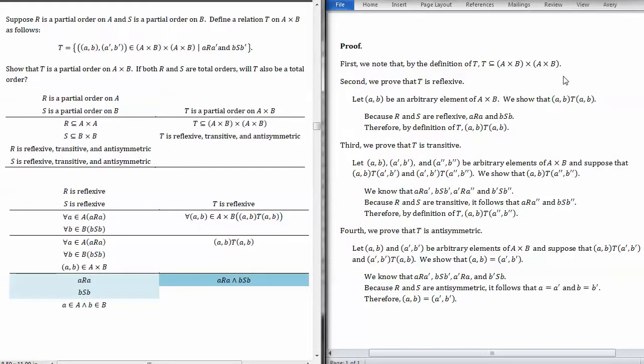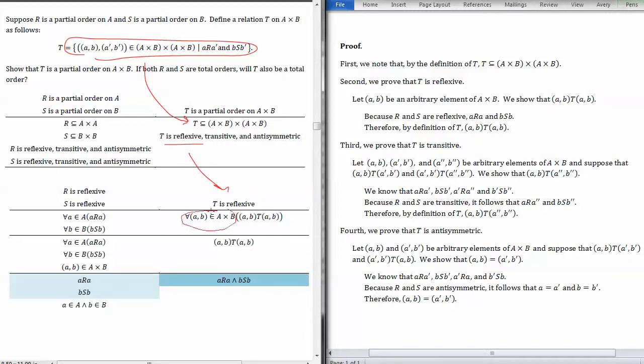So I just have the proof here for us to look at, but let's at least see how we got this first bit. So first, we noted by the definition of T, that was what I said in the beginning, that this gave us our first goal. And second, we proved T is reflexive, so we were going to bring that one down here and worry about the other two later.